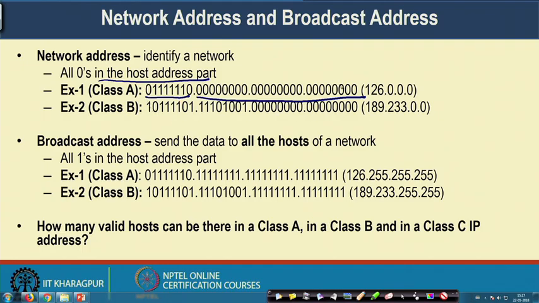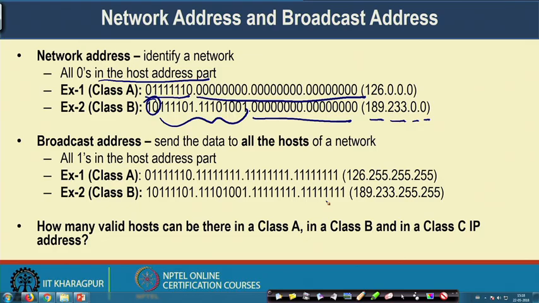So, this entire thing in dotted decimal format, 126.0.0.0, uniquely identifies a class A network. Similarly, for a class B network, the host address part, the 16 bits, are equal to 0. The initial 2 bits are 1 0, and the remaining part is your network address part. So in dotted decimal format, 189.233.0.0 denotes a class B network address.